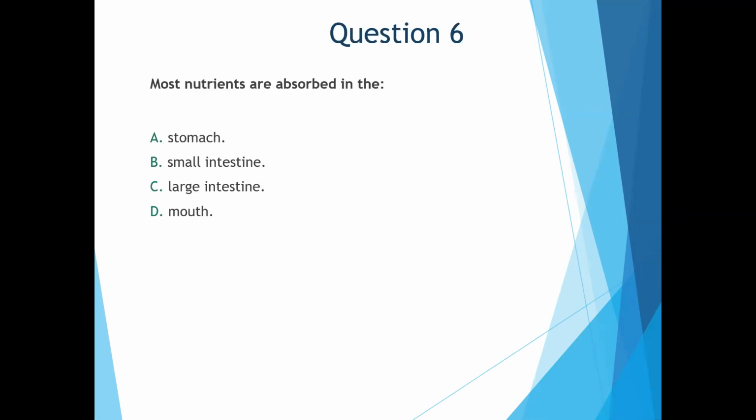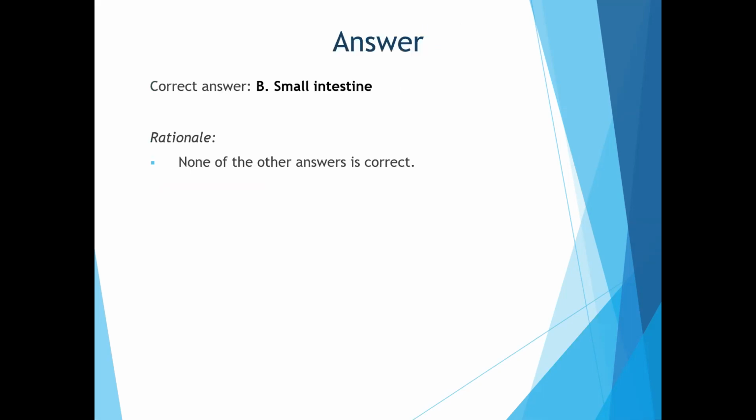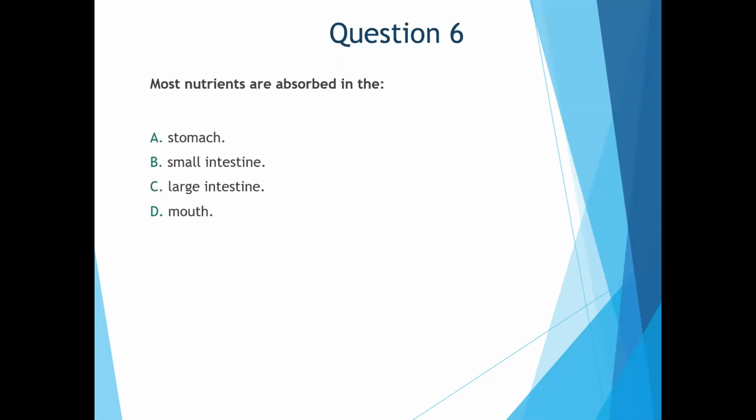Okay, most nutrients are absorbed in the A, stomach, B, small intestine, C, large intestine, or D, mouth. So B, small intestine. The stomach obviously has a role in some breakdown of the nutrients. Same thing with the mouth. Our saliva helps begin the breakdown of food and nutrients, but the actual absorption occurs in the small intestine. The large intestine is more of a transport of our waste, so it does not have any real role in digestion or absorption.